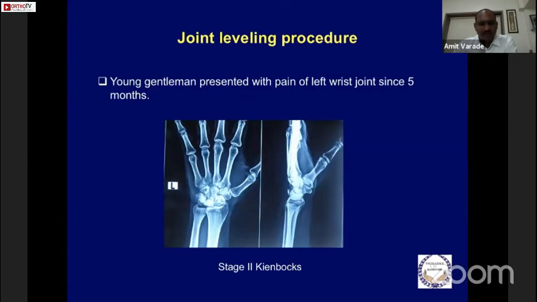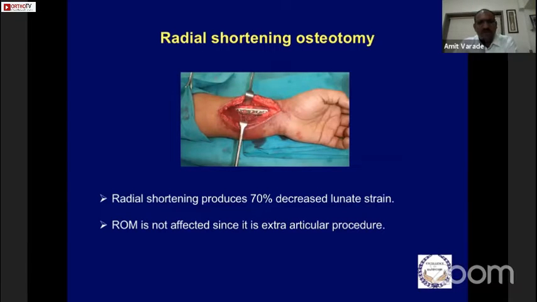So this gentleman had stage 2 Kienböck disease. Here we did radial shortening, which reduces the load on the lunate by 70%, and range of movement is not affected since it is an extra-articular procedure. We generally do this osteotomy at the diaphysis region, and we put 3 screws distally and 3 screws proximally.